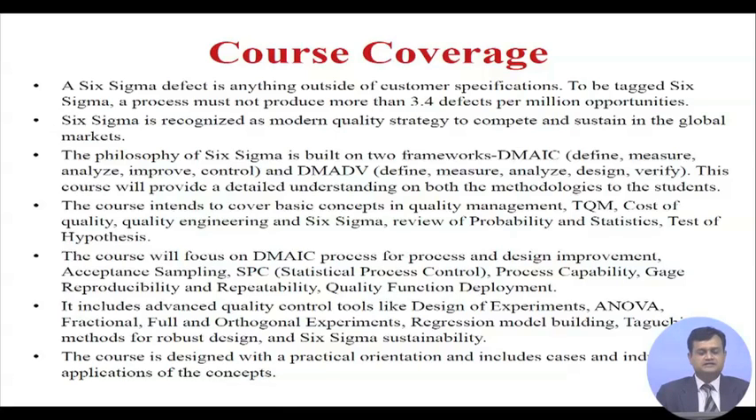The course intends to cover basic concepts in quality management, TQM, cost of quality, quality engineering and Six Sigma, review of probability and statistics, and test of hypothesis. The course will focus on the DMAIC process and design improvement, acceptance sampling, statistical process control, process capability, gauge reproducibility and repeatability, and quality function deployment. The course also includes advanced quality control tools like design of experiment, ANOVA, fractional, full and orthogonal experiments, regression model building, Taguchi methods for robust design, and Six Sigma sustainability. The course is designed with a practical orientation and includes cases and industry applications of the concepts.